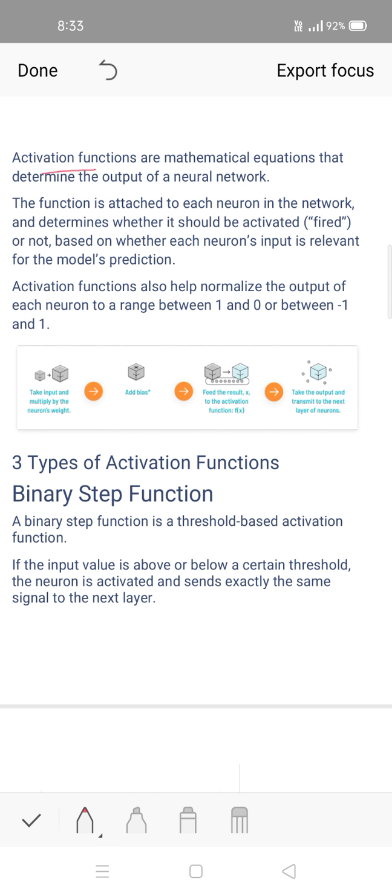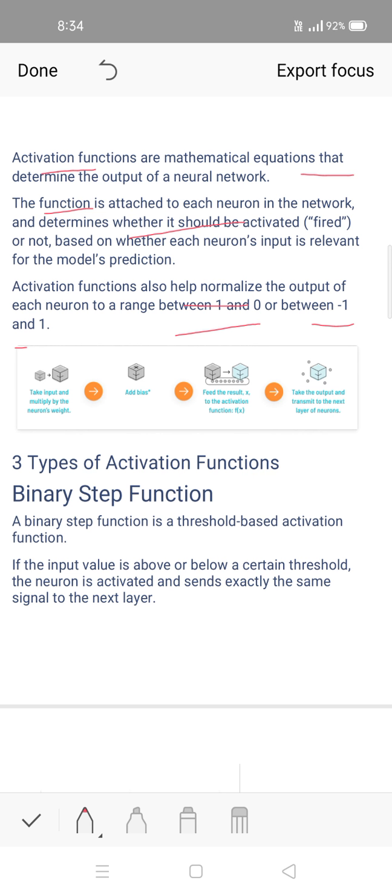Activation functions are the mathematical equations that determine the output of a neural network. The function is attached to each neuron in the network and determines whether it should be activated or not. Whether the neurons of a neural network are activated or not depends upon the activation function which we use in our model. Activation function also helps to normalize the output of each neuron to the range between 1 and 0 or between -1 and +1. We have to normalize the data between 1 and 0 or -1 and +1.